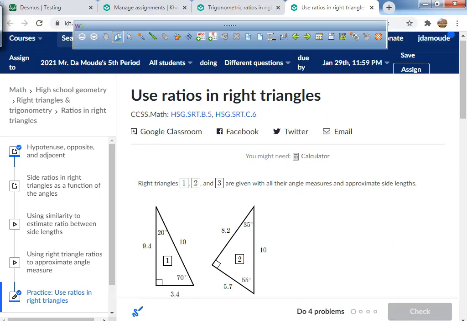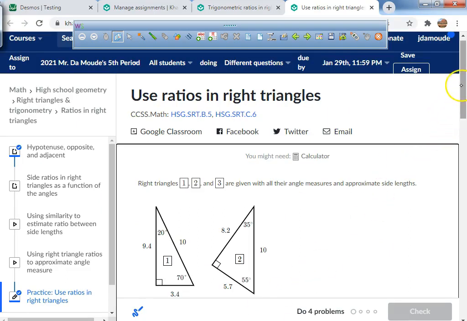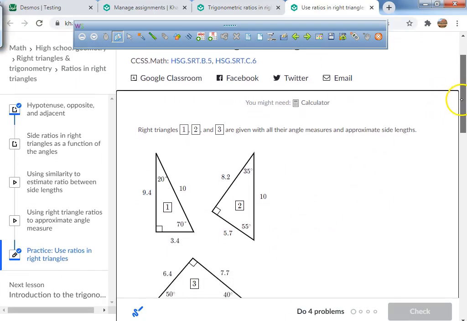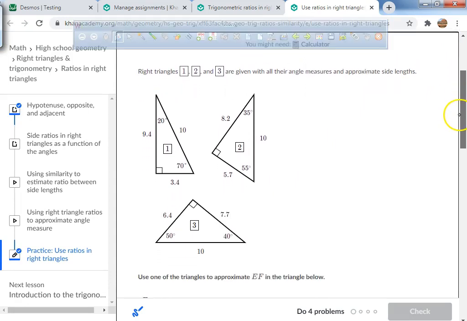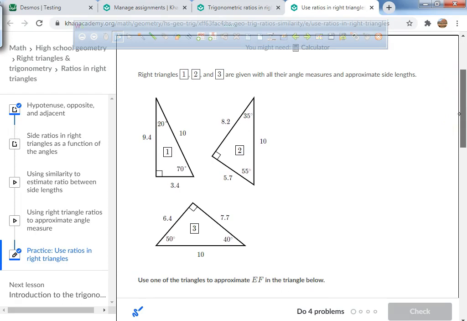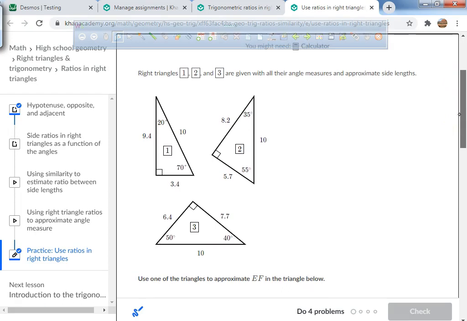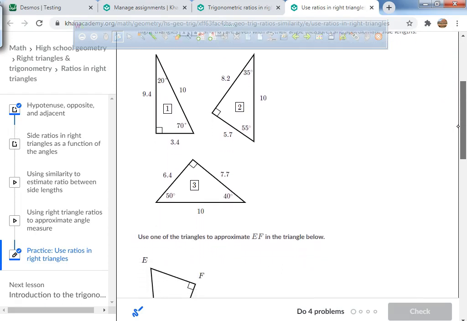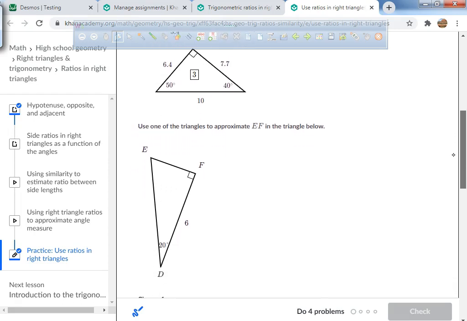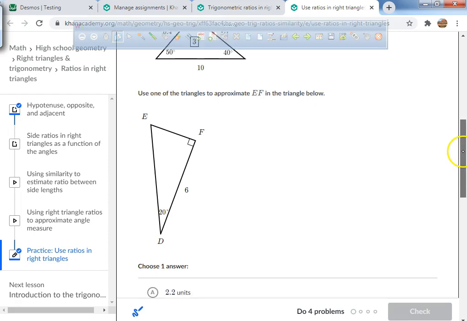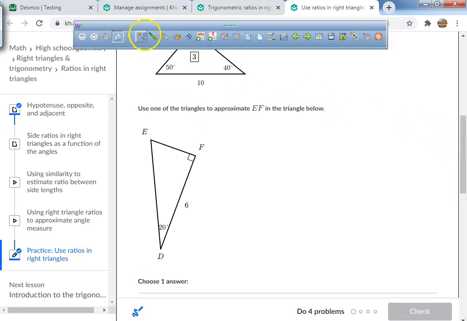All right, so let's take a look at the very first problem. So we have some right triangles here. We've got right triangle 1, 2, and 3. All right, and so it says use one of the triangles to approximate EF in the triangle below. Well, what I'm going to do is I'm not even going to use those. Okay, what I'm going to do is I'm just going to do some trigonometry here with you, and then you can use that. You don't have to worry about comparing. You can just know how to do it.